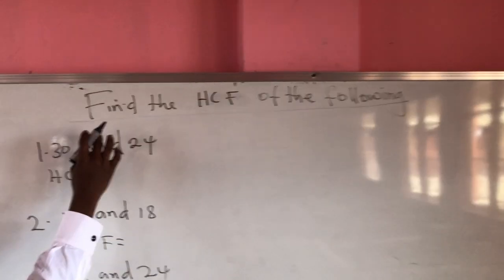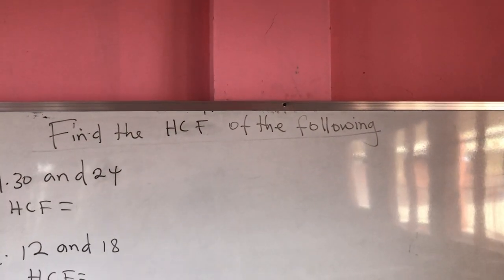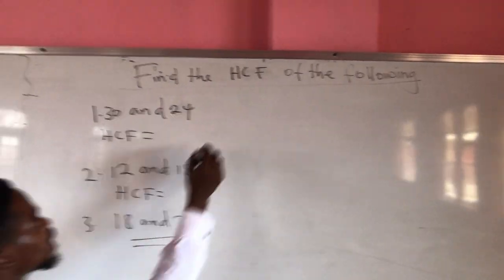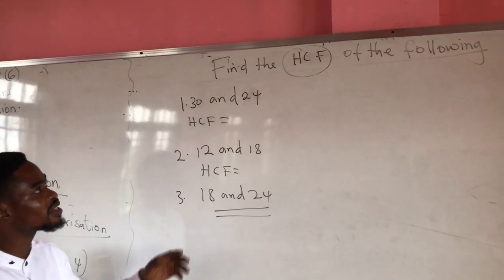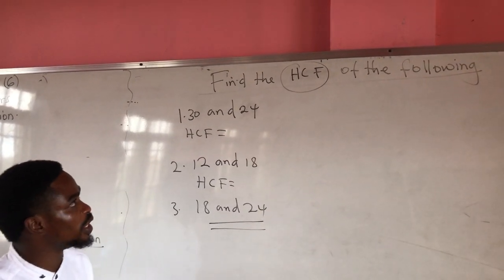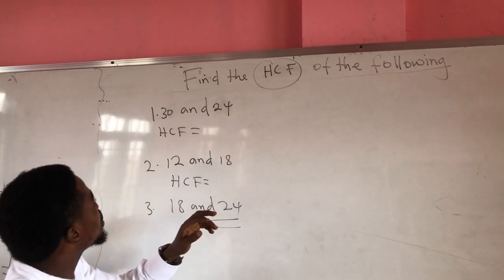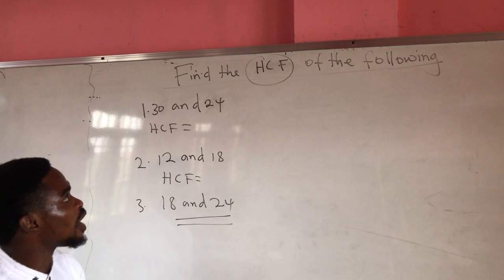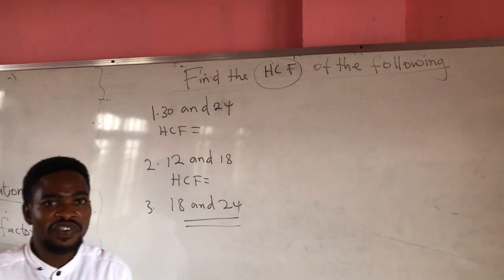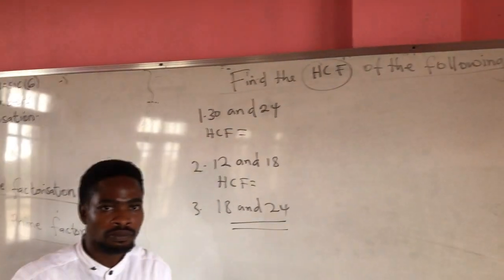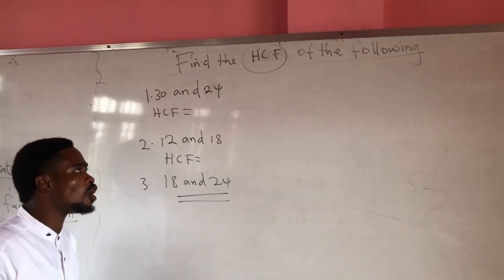Let's read the question. Find the HCF of the following. We are looking for the HCF. In HCF, under prime factorization, we find the HCF using our factor tree. In HCF, we look for the lowest product of each common factor.